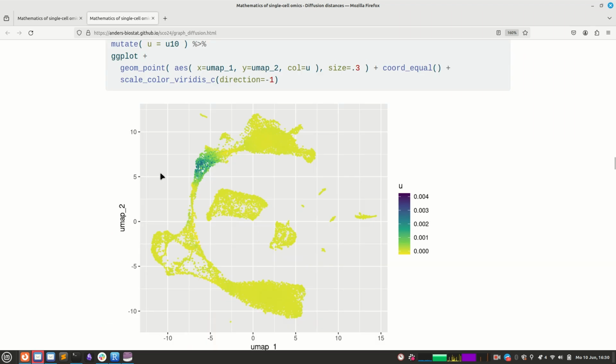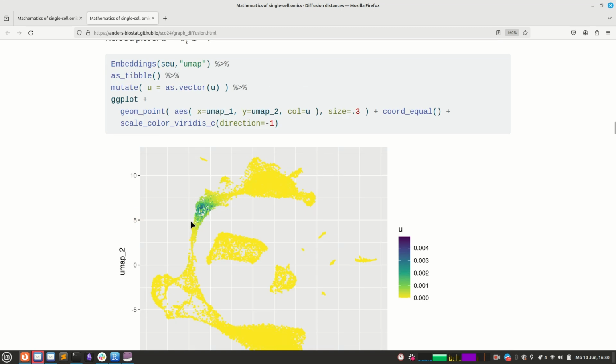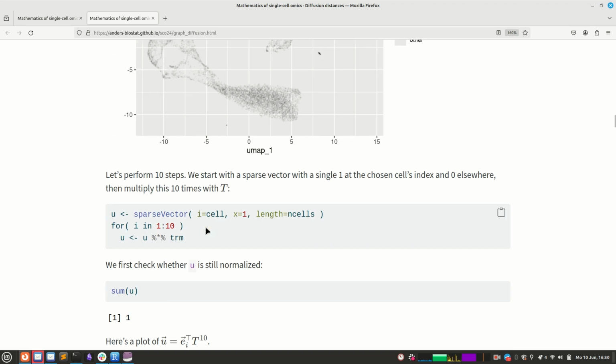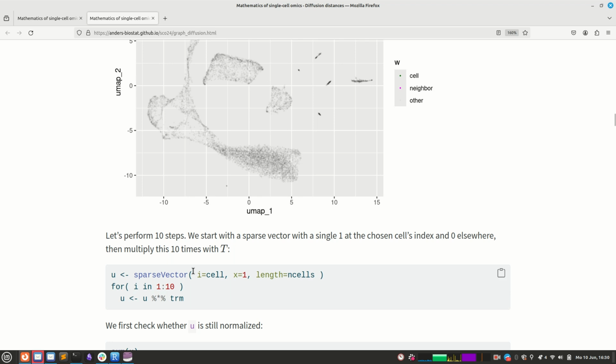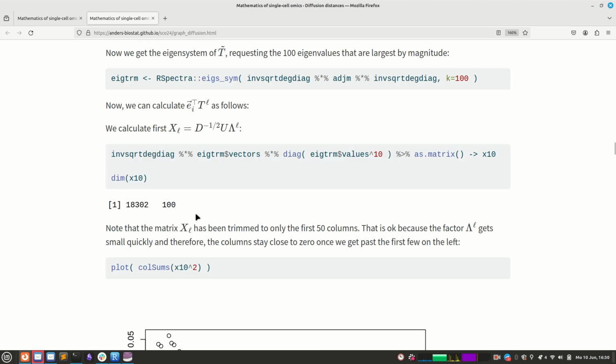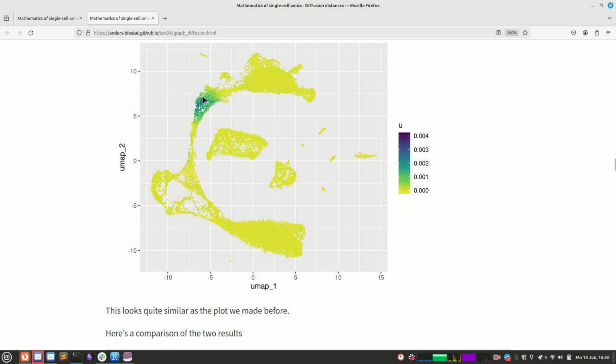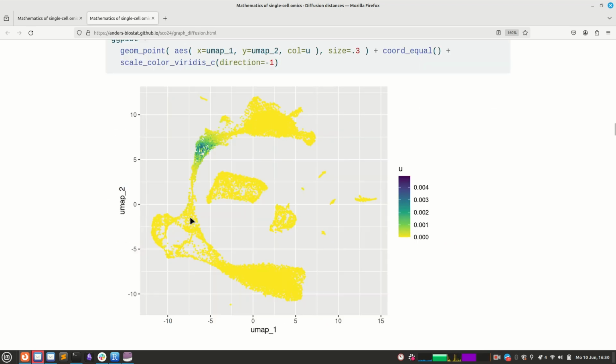And I plot this vector, and this is now supposed to be the same as what we had up here. So this one here was calculated by simply taking the actual transition matrix and applying it 10 times to a vector which is initialized on this point. And for that, now instead of carrying out the matrix multiplication 10 times, I've used the eigendecomposition and truncated to only the first 100 vectors. And as you can see, it works not quite perfectly.